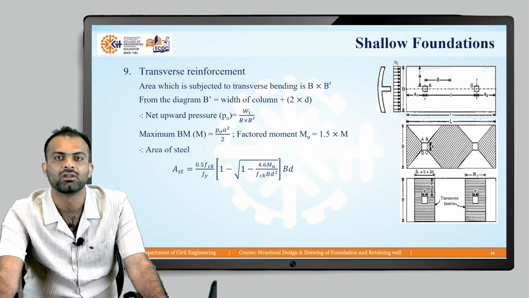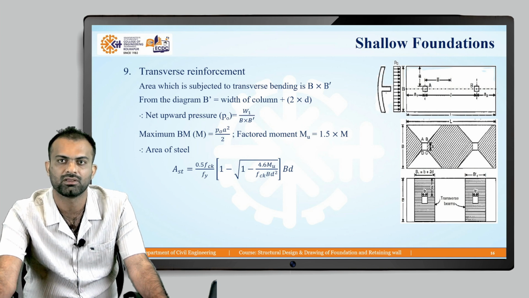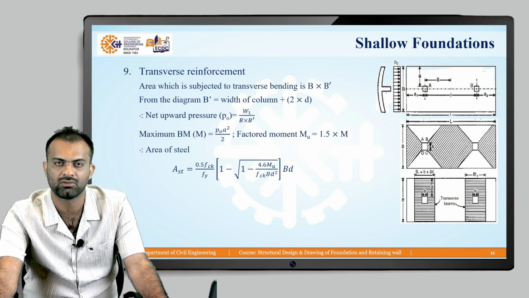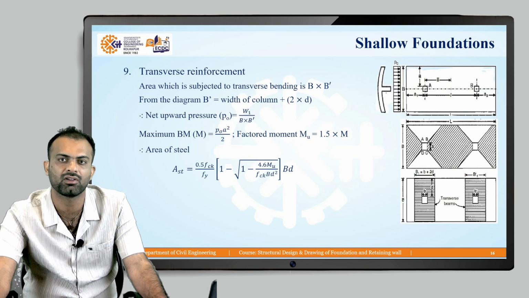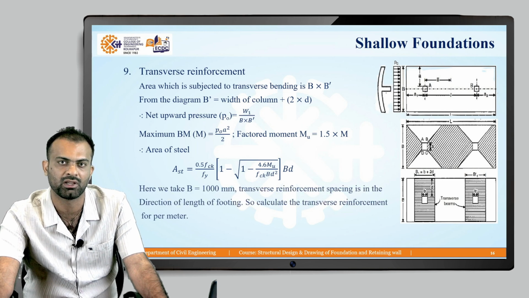Because we don't know how much length we are going to provide the transverse reinforcement over, right? If we calculate the Ast per meter, then we can convert it into whatever length we are going to place the transverse reinforcement. So for that purpose, we are going to use B as 1000 mm, that is 1 meter. That is what I mentioned here.